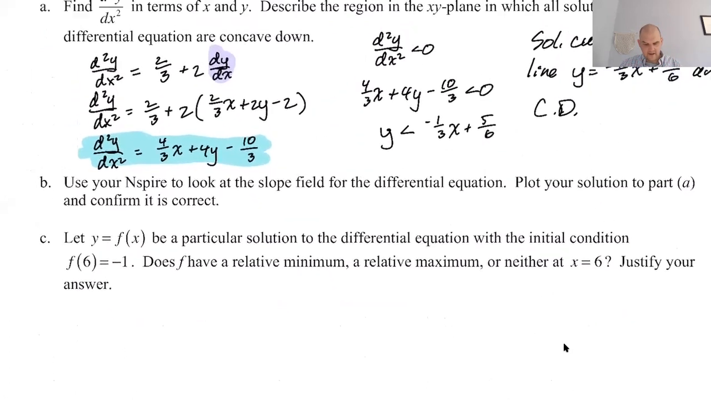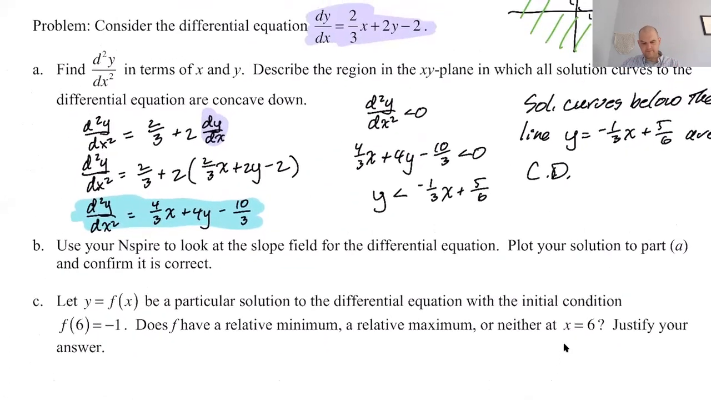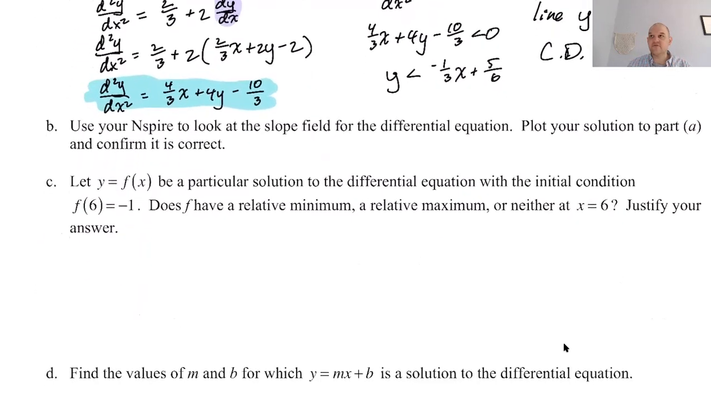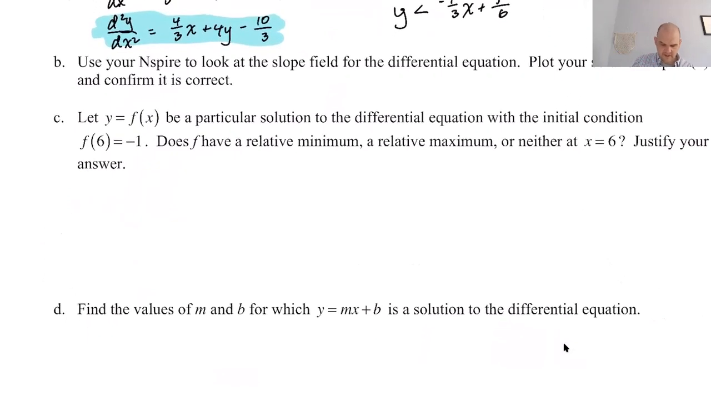So let y equals f of x be a particular solution to the differential equation with the initial condition f of 6 equals -1. Does f have a relative minimum, relative maximum, or neither at x equals 6? Notice, this problem doesn't say solve the differential equation. It's just saying for this particular thing, are we going to get a relative minimum, relative maximum, or neither at x equals 6?